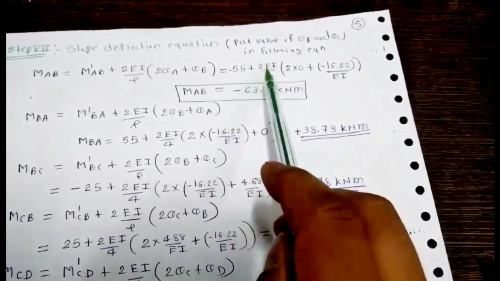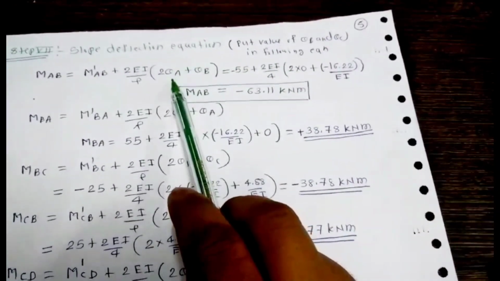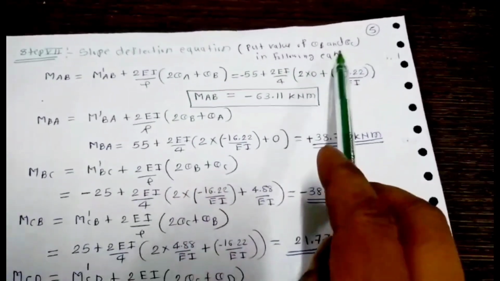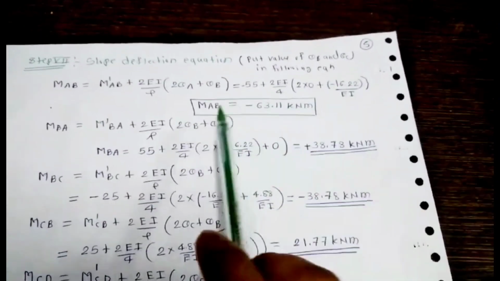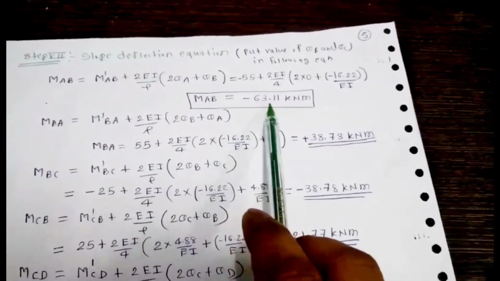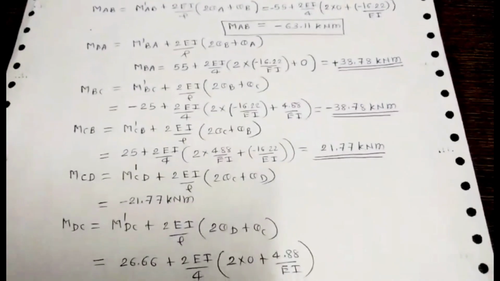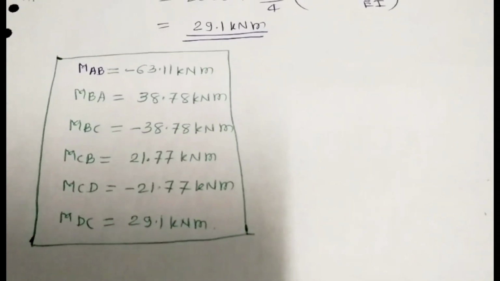So by putting the values, minus 55 plus 2EI upon L, where L was 4 for span AB. At theta A it is a fixed support, hence the value of theta A is 0, and theta B we have already calculated, that value is minus 16.22 EI divided by EI. So you will get MAB, the final end moment at AB, as minus 63.11 kilonewton meter. Similarly we have calculated all the values MBA, MBC, MCB, MCD, MDC. These are the final values that we have calculated, that is, the final end moments.